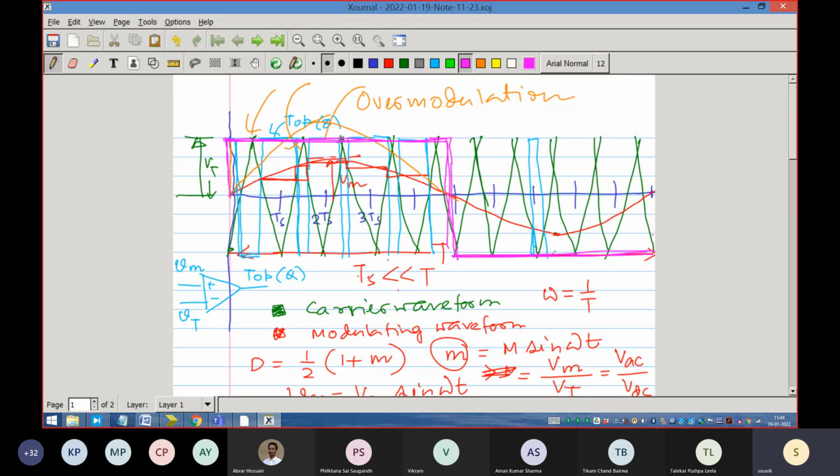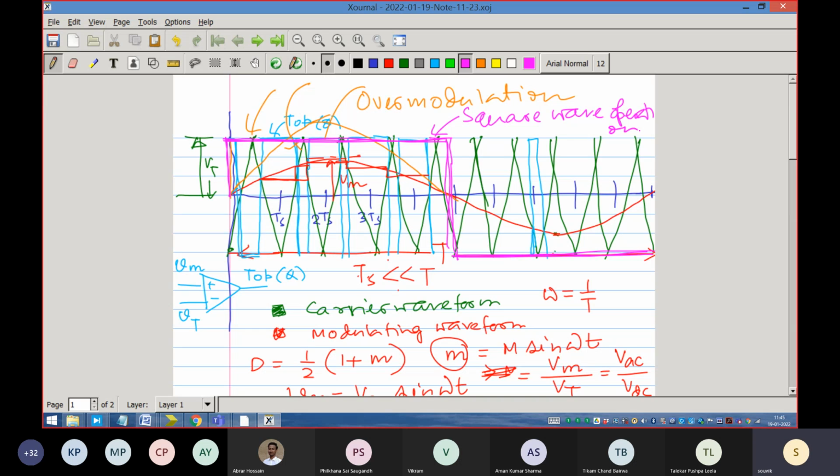Instead of a sine waveform, the actual voltage that you are giving to the motor terminal is plus VDC by 2 and minus VDC by 2. Plus VDC by 2 for a period of T by 2, capital T by 2, and minus VDC by 2 for a period of T by 2, right? So this is what is called square wave operation.